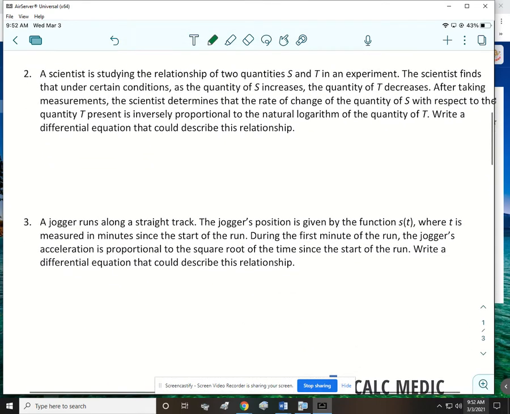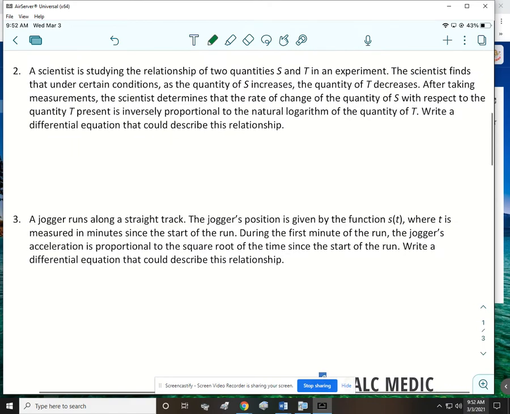For number 2, a scientist is studying the relationship of two quantities, S and T, in an experiment. The scientist finds that under certain conditions, as the quantity S increases, the quantity T decreases. After taking measurements, the scientist determines that the rate of change of quantity S with respect to the quantity T is inversely proportional to the natural log of the quantity of T. We are going to write a differential equation that could describe this relationship. This one is going to be a little more complicated, I think.